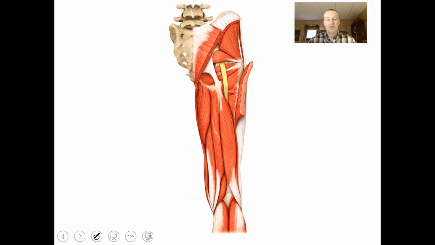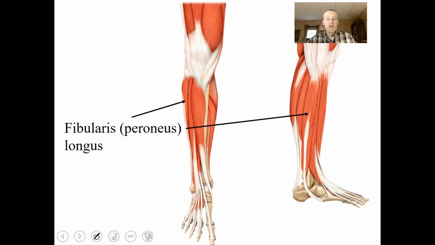Practice, practice, practice. Moving down to the bottom portion of the leg, we have the fibularis. Some books call it the peroneus longus. You can see from a lateral view where it's located right here. It extends all the way down to the bottom of the foot, so it's on the side right here. So fibularis, or the peroneus longus. And you can see it's attached to the fibula.